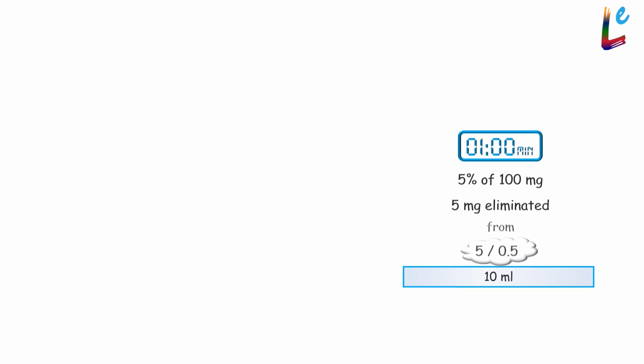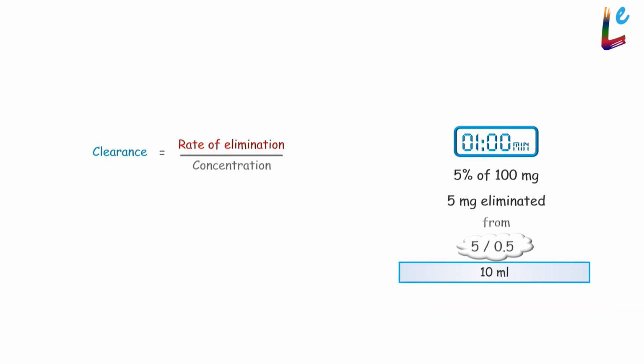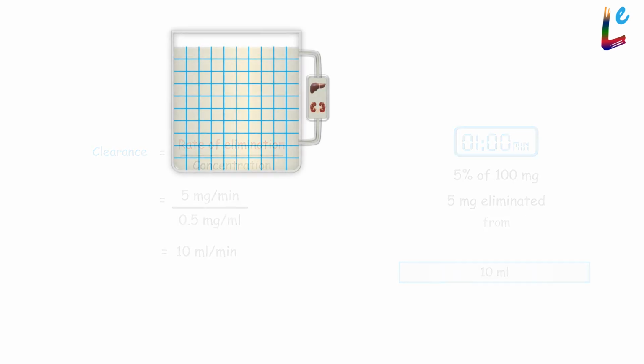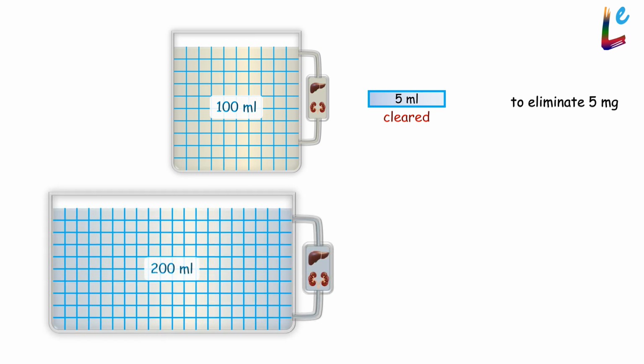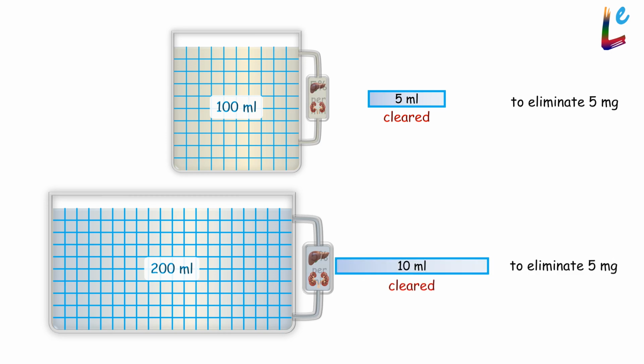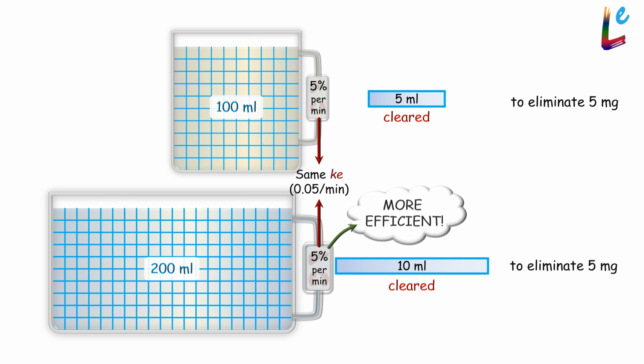We can calculate this as clearance is equal to rate of elimination divided by concentration, which is equal to 5 milligrams per minute divided by 0.5 milligram per ml, which is equal to 10 ml per minute. So when the volume of the water was 100 ml, only 5 ml had to be cleared in a minute to eliminate 5 milligrams of the drug. But when the volume of water was doubled, to eliminate the same 5 milligrams, 10 ml had to be cleared of the drug. Even though the elimination rate constant Ke was the same in both cases, the eliminator box had to work more efficiently in the second scenario.